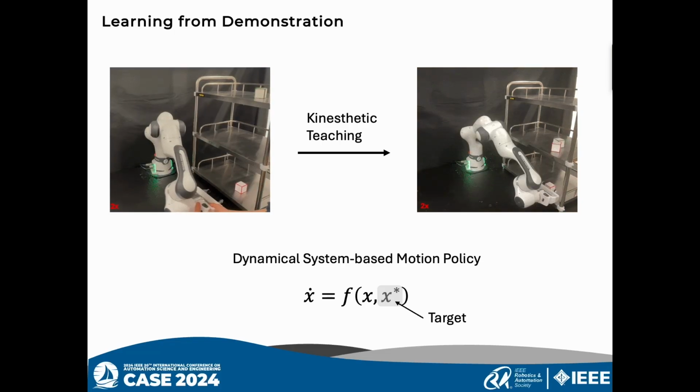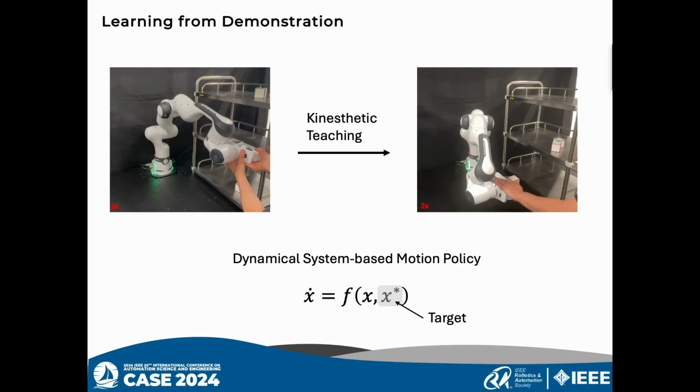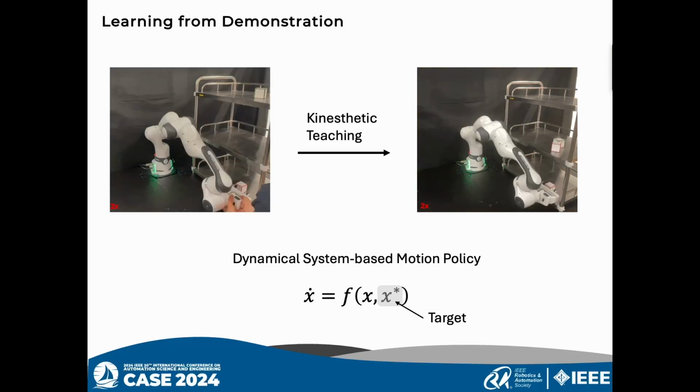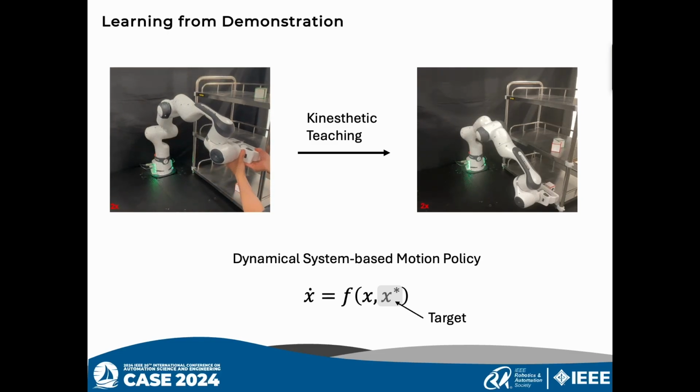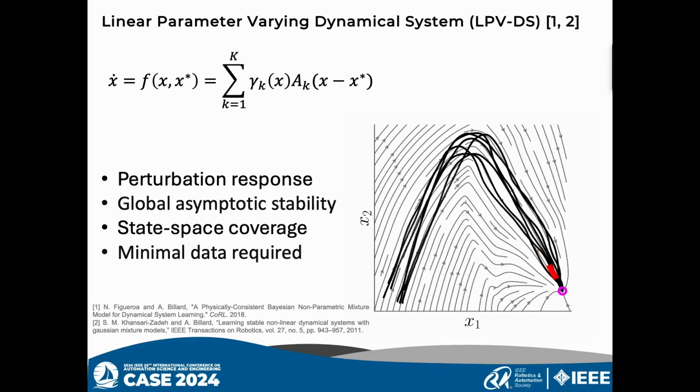Instead, we model the nominal trajectory as a dynamical system, or DS, where x is the kinematic state of the robot and x dot is its time derivative. For example, x and x dot will be the position and the velocity of the end effector as in this video. Now the question is, what does this function f look like, and how can we learn it from demonstration? I'd like to first introduce the idea of linear parameter varying dynamical system, also known as LPV-DS. The use of LPV-DS in a learning from demonstration framework has been greatly shaped by the work done by Nadia Figueroa, Mohamed Khansari, and Aude Billard.